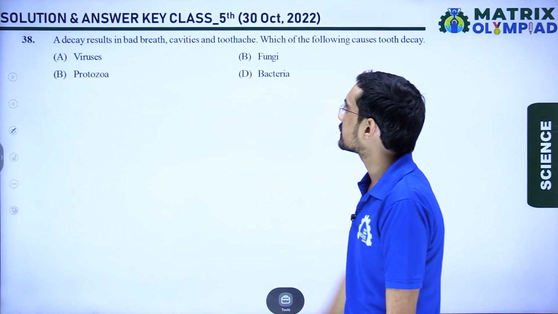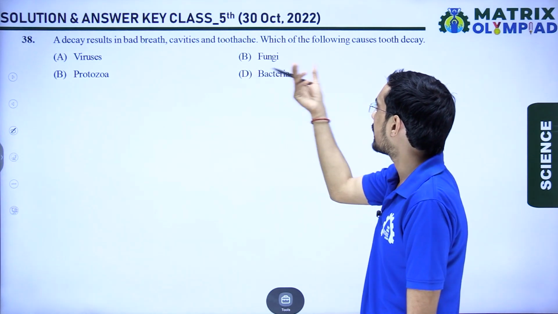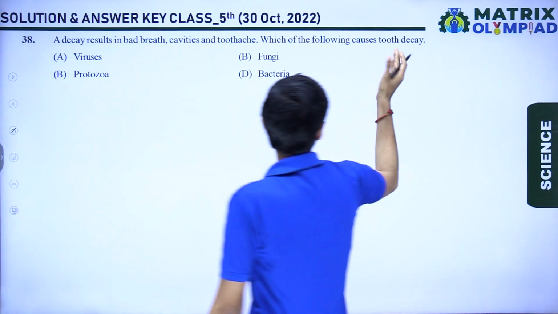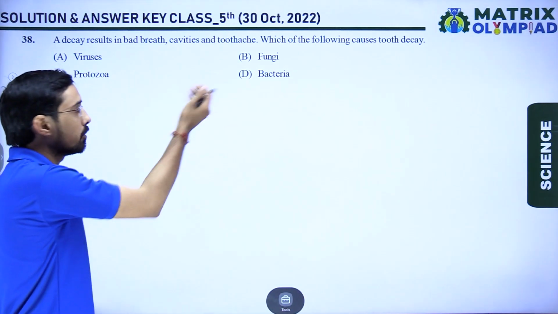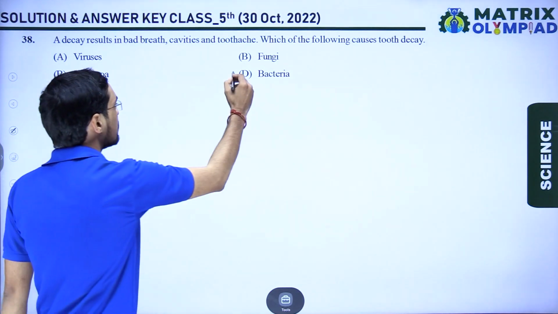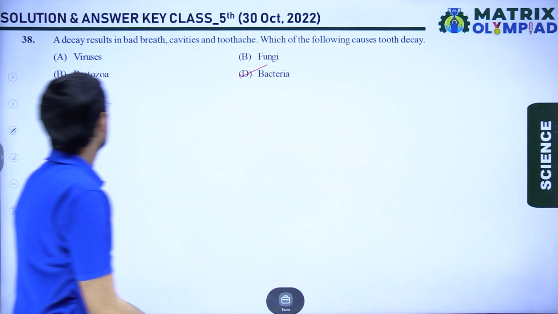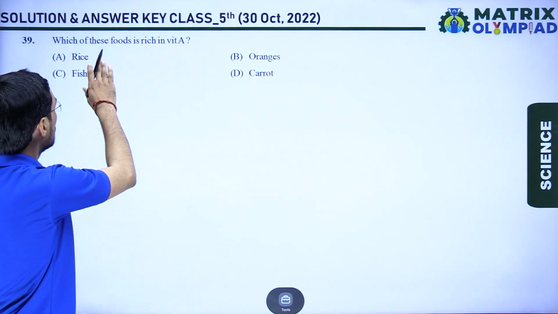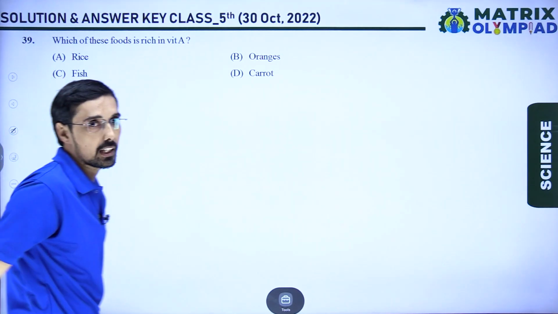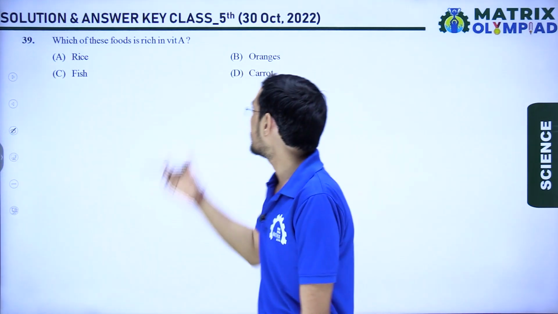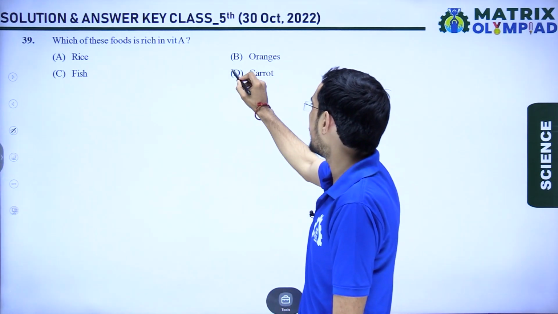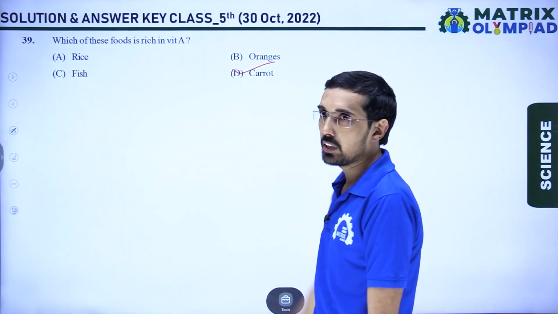Decay results in bad breath, cavities and tooth decay. Which of the following causes the tooth decay? It will be most appropriate will be bacteria. Next question is, which of these foods are rich in vitamin A? As we all know that carrot is the rich source of vitamin A. So our correct answer will be option D.